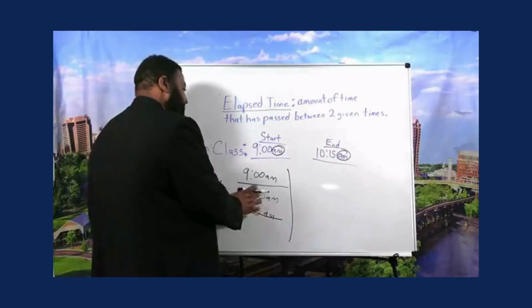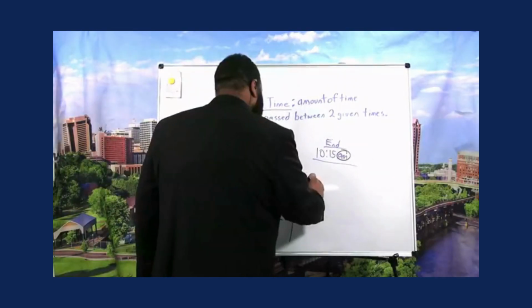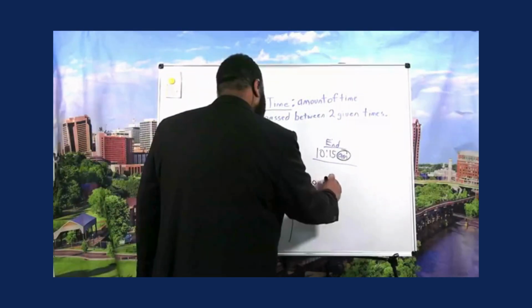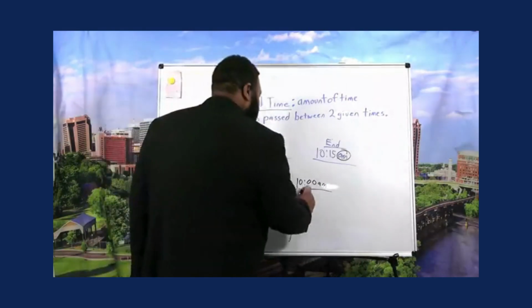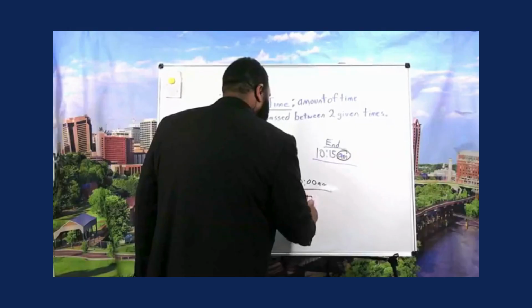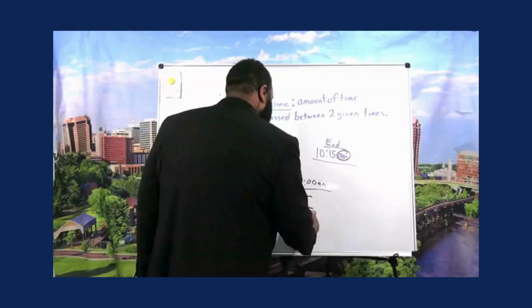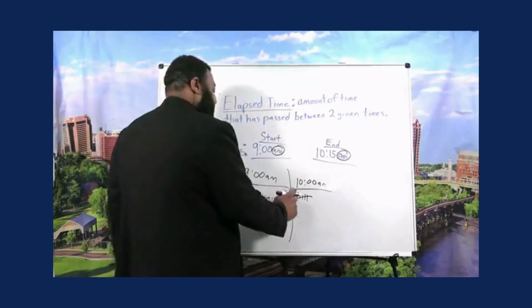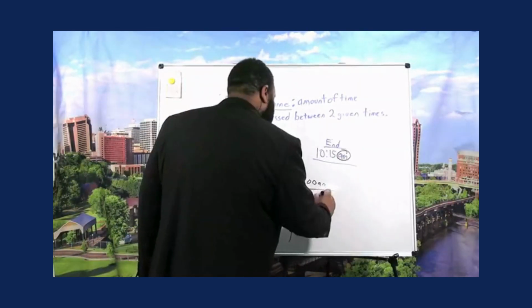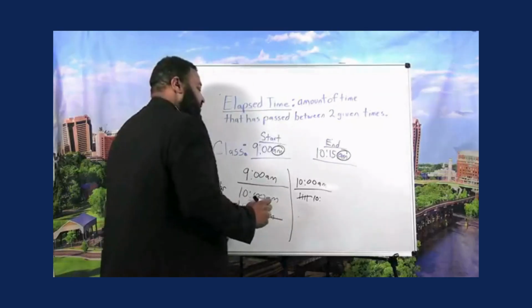I'm going to make my other column. What time is it now? It's now 10 a.m. And I need to go forward 15. 5, 10. I'm sorry, I went too fast. All right, so that's 10, 10:01, 10:02, 10:03, 10:04, 10:05.